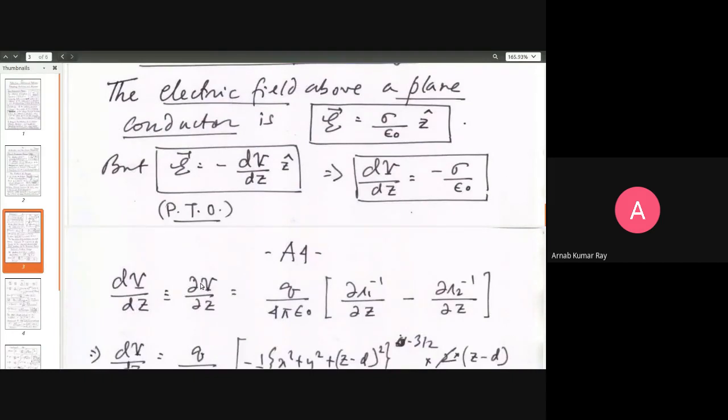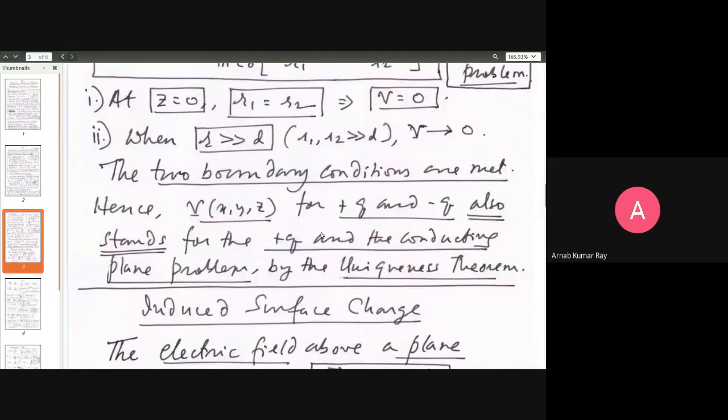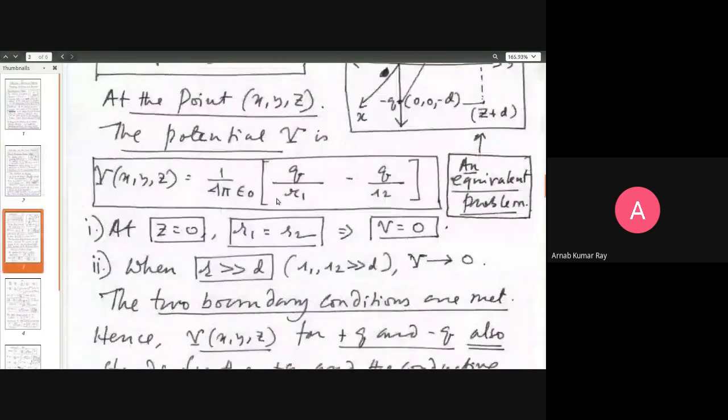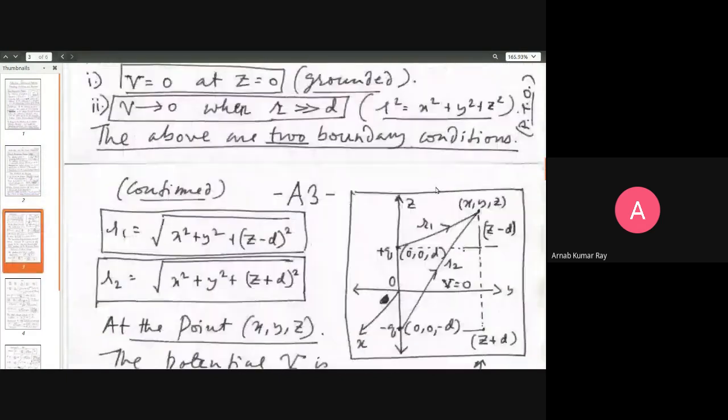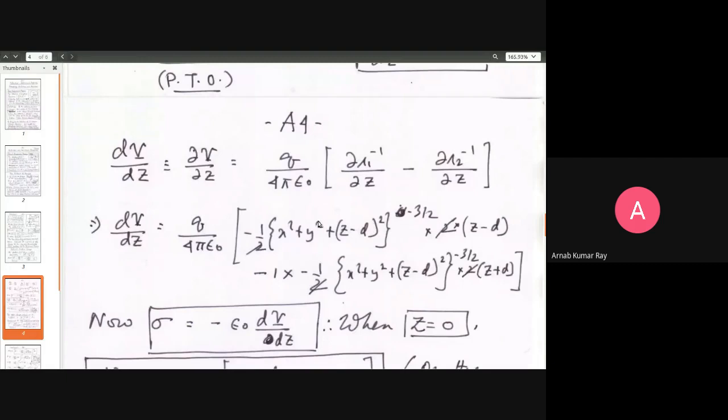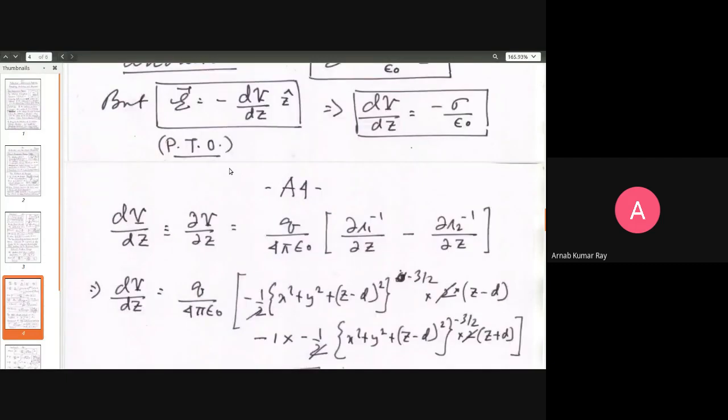dV dz, we are only worried about the variation of the field along the z direction here. But V depends on x and y also, but we are moving up and down along the z direction. So x and y are not being changed. So just to impress that fact, we are taking the partial derivative of V with respect to z. So dV dz is equivalently to be seen as del V del z.